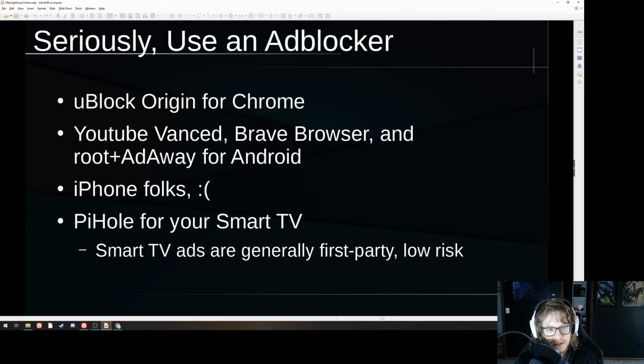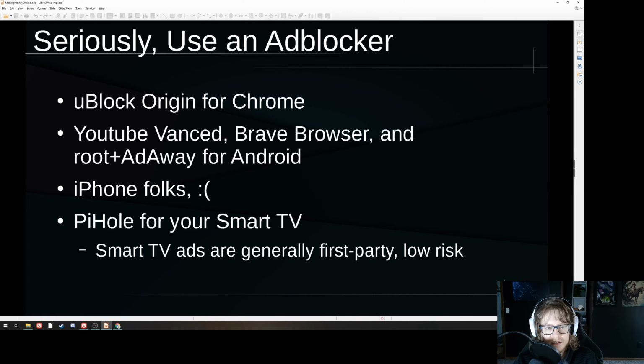You can actually get this on the mobile version of Firefox if you prefer to use Firefox on mobile. This allows you to get some ad blocking without rooting, and I think it works for the iPhone folks too. On Android, you should get YouTube Advanced, Brave browser, and you should root your phone and install AdAway in order to get rid of all ads. The root plus AdAway approach also blocks ads inside of applications. It just blocks ads everywhere on your phone, so you don't see ads at all anywhere. I don't see them in my browser, I don't see them in my applications, etc.